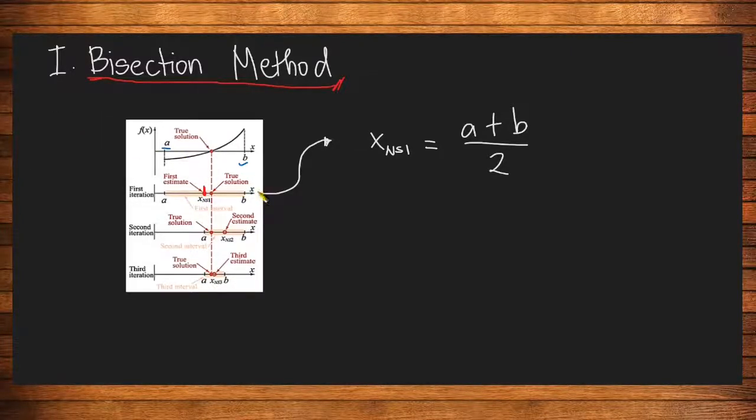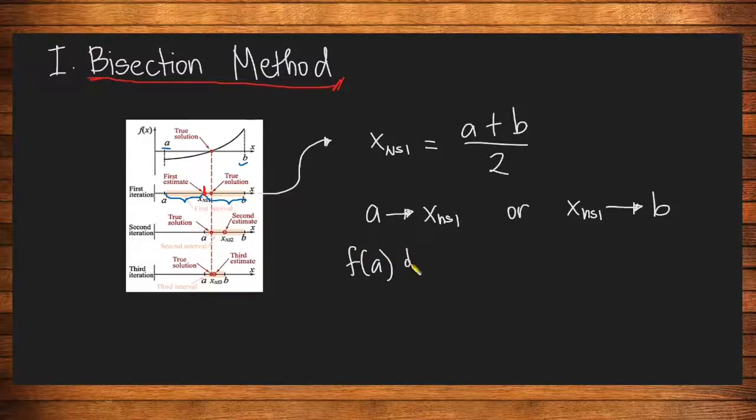After obtaining our first estimate, the next thing we will do is determine which interval the true solution is in. Is it between A and X and S1, or is it between X and S1 and B? In order to do this, we will simply, again, take a look at the sign of the function at these values. So, we will simply compare the values of f of a and f of x and s1.